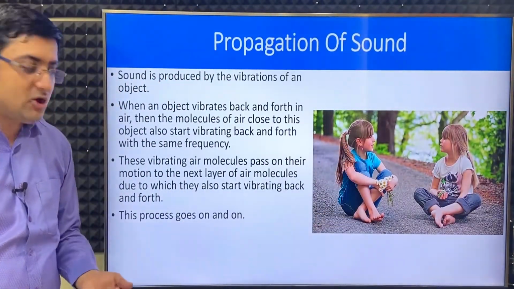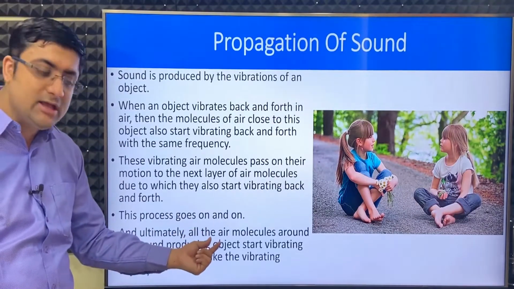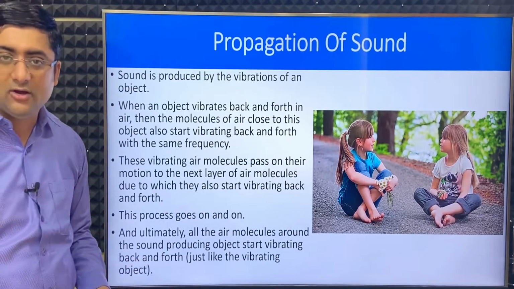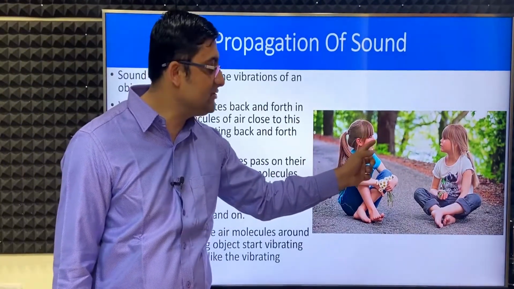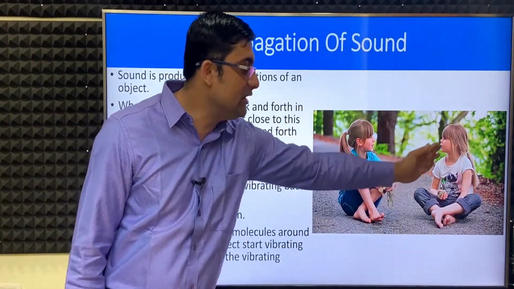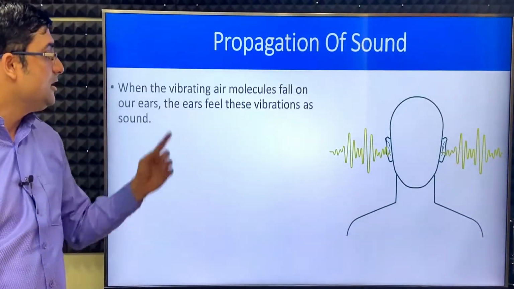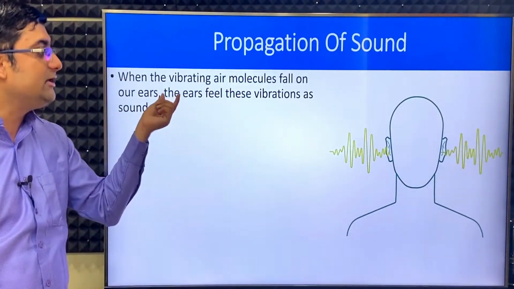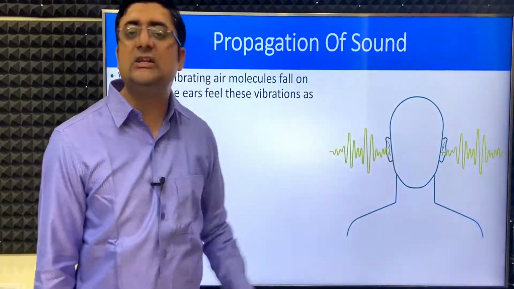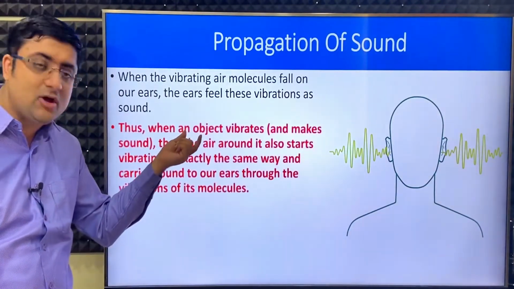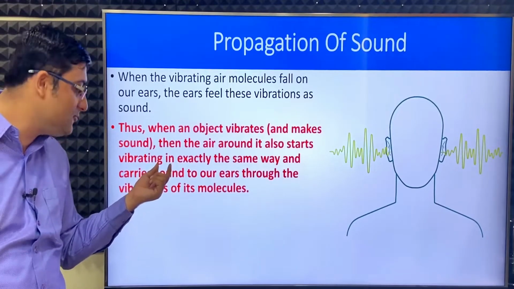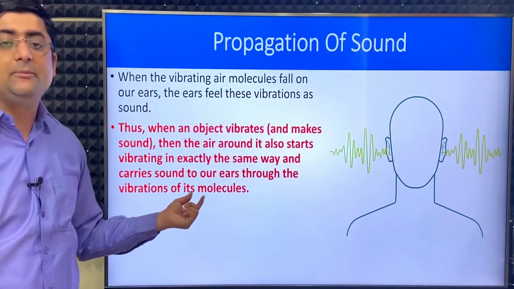This process goes on and on. And ultimately, all the air molecules around the sound producing object start vibrating back and forth, just like the vibrating object. So as she speaks over here, the vibrations will start vibrating these air molecules, which will pass the vibration to the next layer, and so on until it reaches her ear. When the vibrating air molecules fall on our ear, the ear feels these vibrations as sound. So when the vibrations finally enter our ear, that's when we hear the sound. Thus, when an object vibrates, the air around it also starts vibrating in exactly the same way and carries sound to our ear through the vibrations of its molecules.